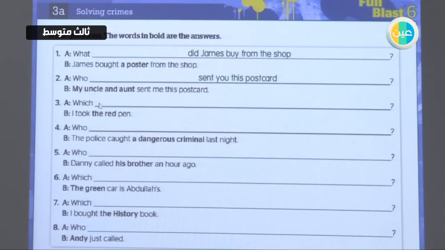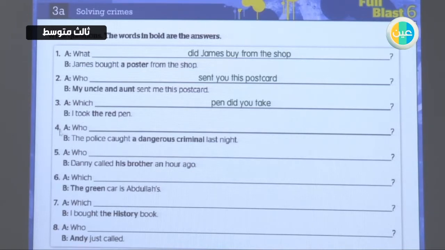The third example, which? I took the red pen. We're asking here about the red pen. Is it subject or object? Let's see. Which pen did you take? We use WH plus did, which is the auxiliary, plus the verb. Why? Because we're asking about the object, which is the red pen.